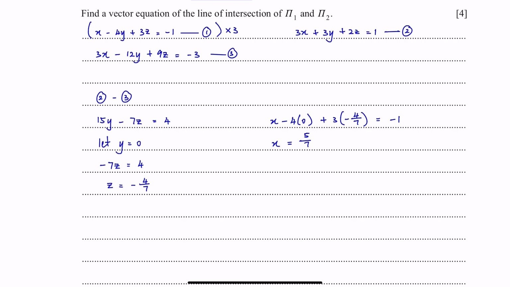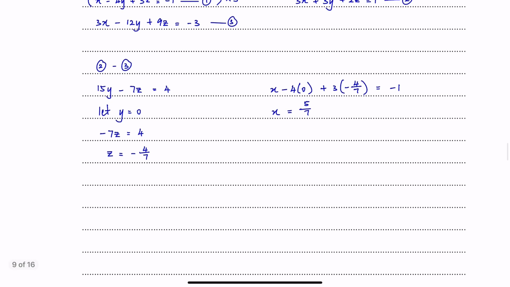And now we need to find the directional vector for the line. So the directional vector, we can just take the cross product of the two normal vectors. So the first normal vector is (1, -4, 3). This is the normal vector of the first plane. Cross product with the normal vector of the second plane, which is (3, 3, 2). So the answer would be (-17, 7, 15).